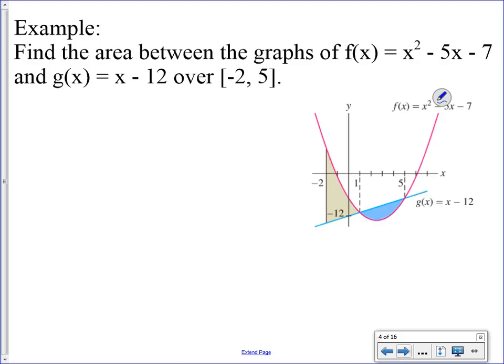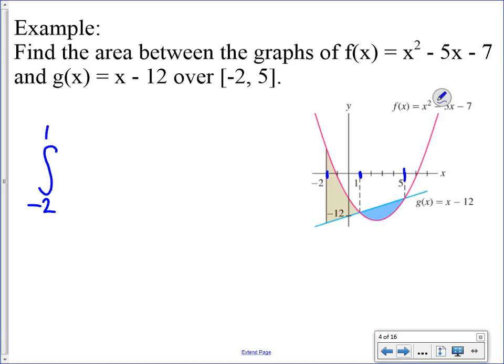from -2 to 1, f of x, which is in pink, is the upper function, and g of x, which is in blue, is the lower function. But then from 1 to 5, they switch. G of x is the upper, and f of x is the lower. Okay, so again, we're just going to set up two definite integrals. We'll integrate from -2 to 1.